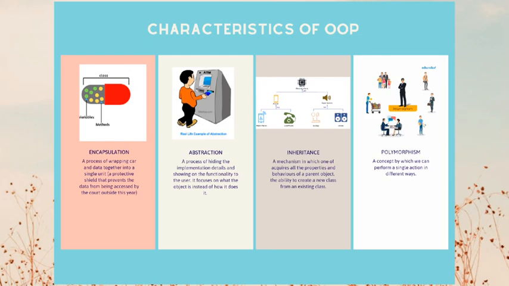Inheritance is a mechanism in which one object acquires all the properties and behaviors of a parent object. It is the ability to create a new class from an existing class. And the last one is polymorphism. Polymorphism is a concept by which we can perform a single action in different ways.